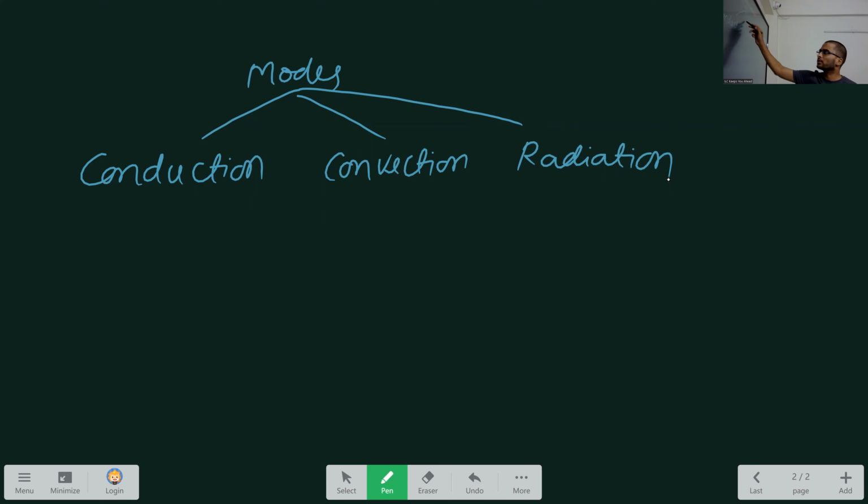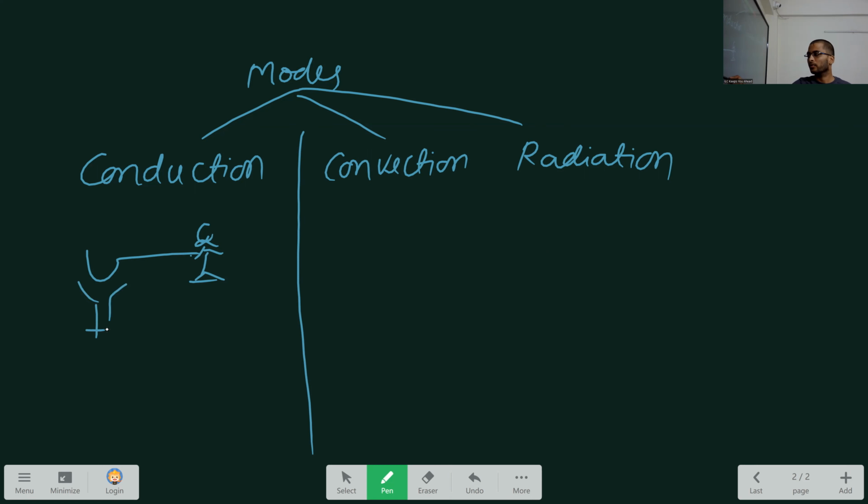Now, students, let's first understand what is conduction. Let's understand this by a simple example. Suppose you might have done this experiment. Suppose you are holding one end of a spoon and you are heating the other end. After some time you will feel that the end you are holding also gets warmer. Now this end getting warmer means that heat transferred from this end to this end, right?